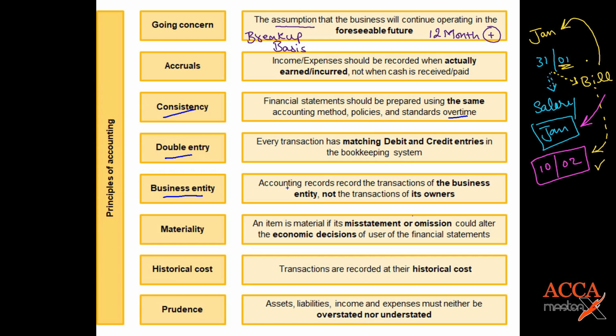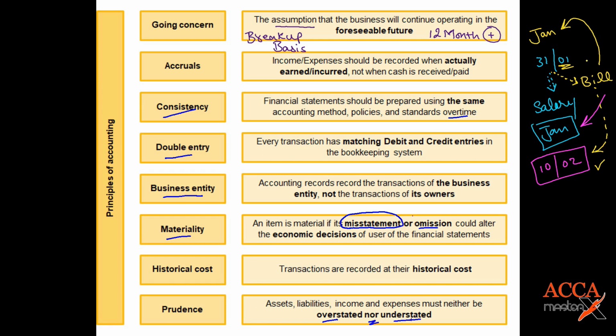Business entity: accounting records record the transactions of the business entity, not the transactions of its owner. That means the business is a separate entity from its owner. Next we have materiality. An item is material if its misstatement, omission, or error could change the economic decision of the user of the financial statements. Historical cost: transactions are recorded at their historical cost. And finally, we have the prudence concept, according to which assets, liabilities, income, and expenses must neither be overstated nor be understated.